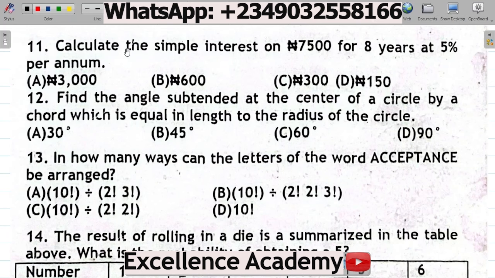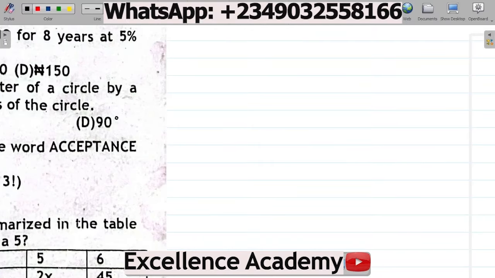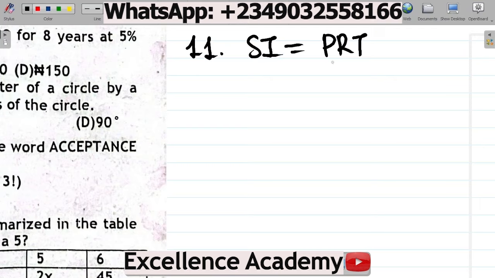Question 11 says, calculate the simple interest on 7,500 for 8 years at 5% per annum. A, 3,000 naira. B, 600 naira. C, 300 naira. D, 150 naira. So how do we solve this question here? Now for question 11, we're given a question on simple interest, and we know that simple interest, SI, is equal to PRT all over 100. And that's simply principal times rate times time all over 100.